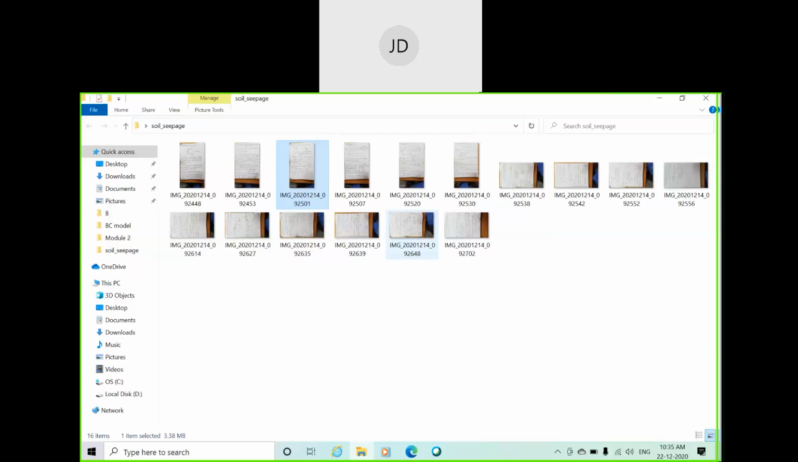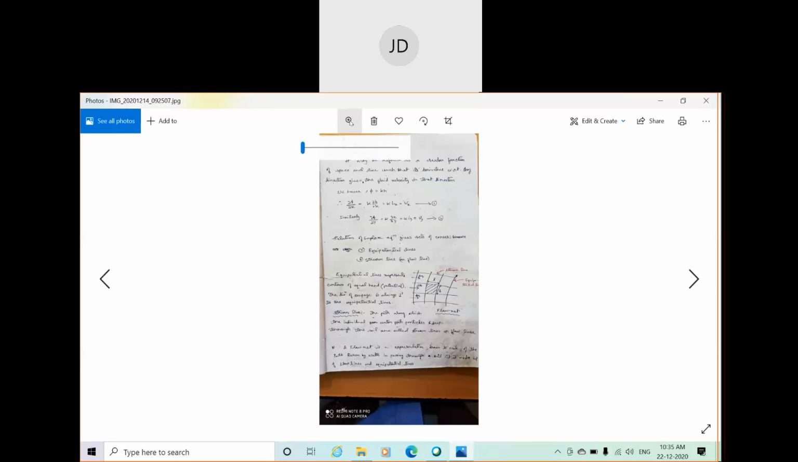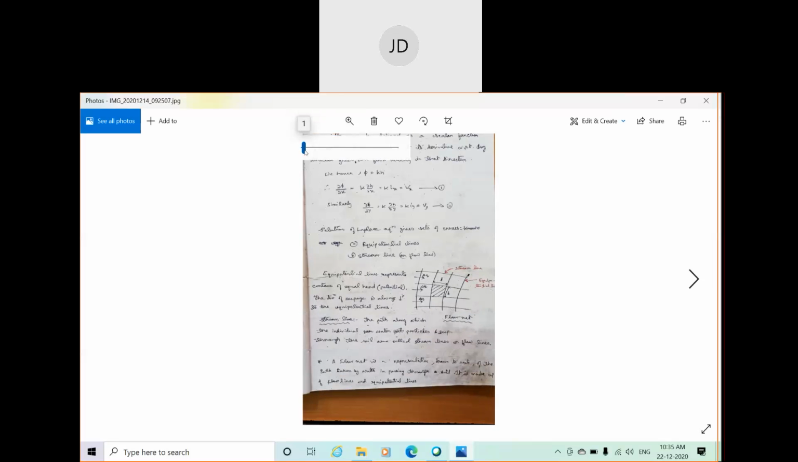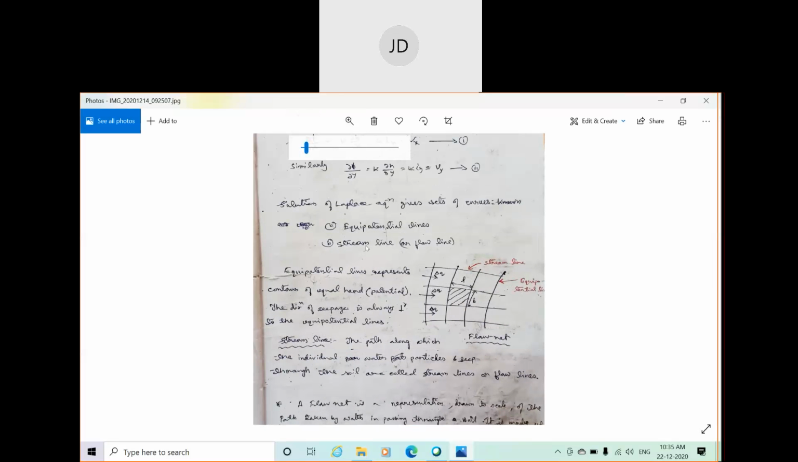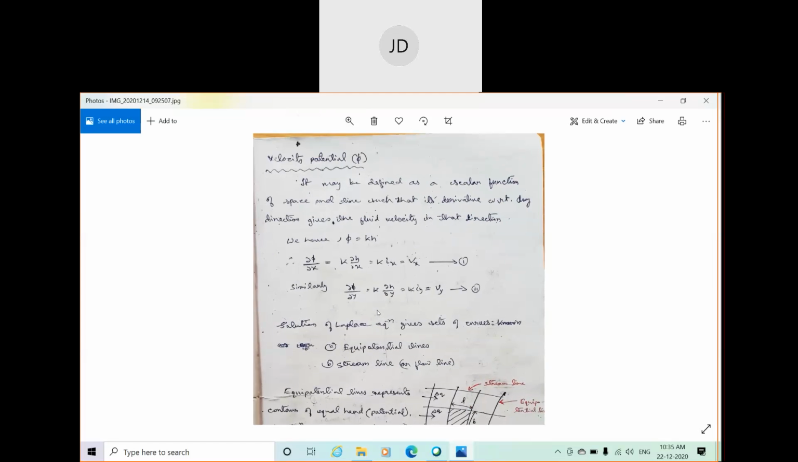We'll just continue from the last class. Let me first share my screen. I guess the screen is visible to you. It is not that tough to understand, but it is a little bit mathematical.